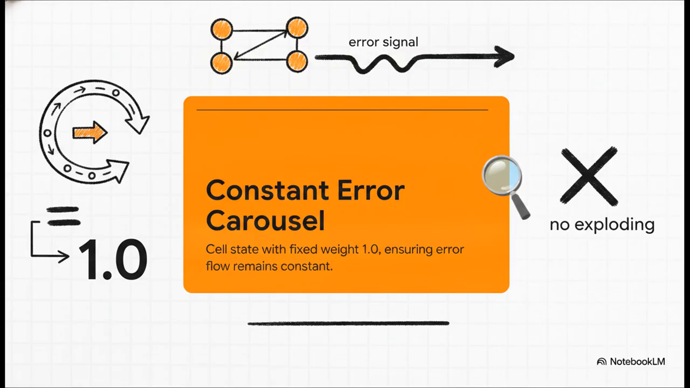Instead of letting weights multiply and vanish, the researchers asked a super simple question. What if we just force the internal self-connection weight to be exactly 1.0? By using a linear identity function and a fixed weight of 1, the CEC perfectly preserves the error signal backwards through time, indefinitely. It instantly solved the vanishing gradient problem because multiplying by 1 never shrinks and it never explodes.